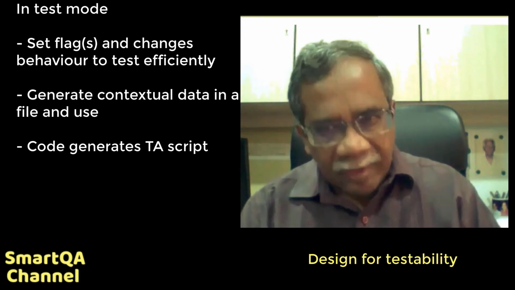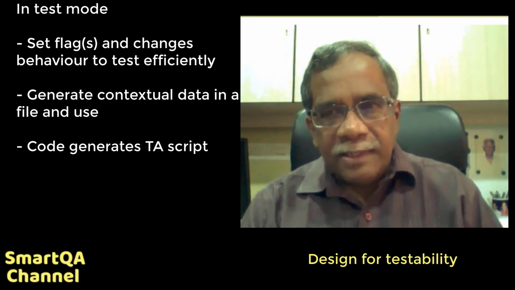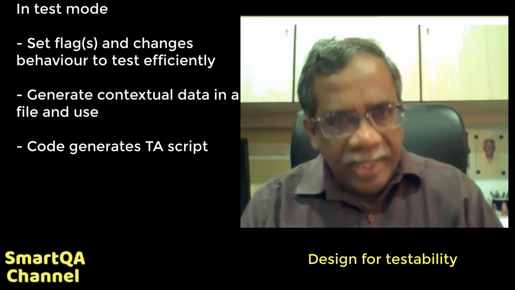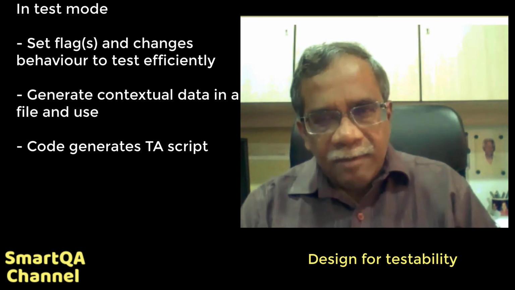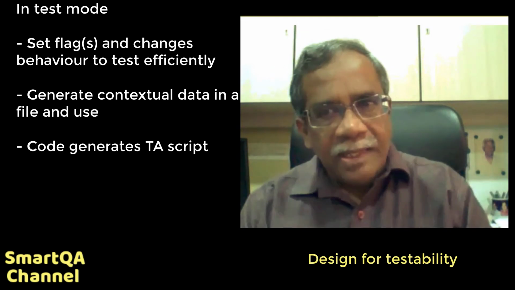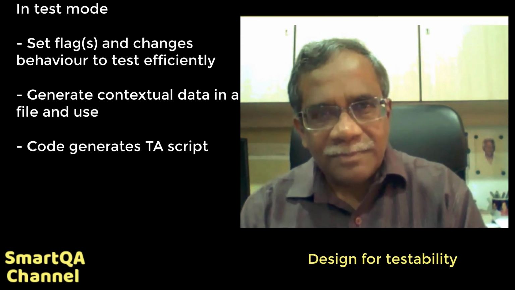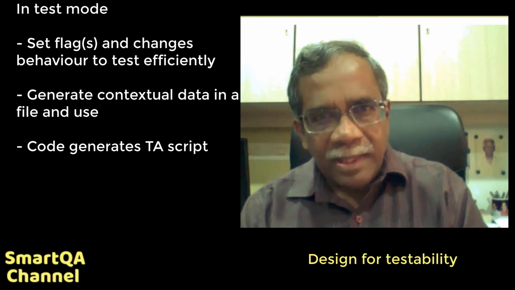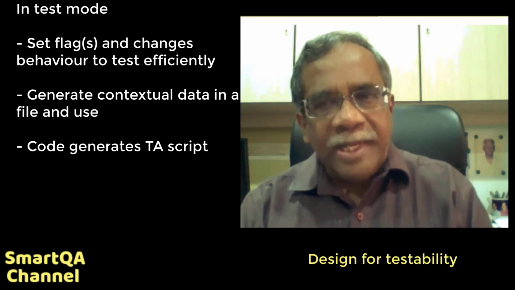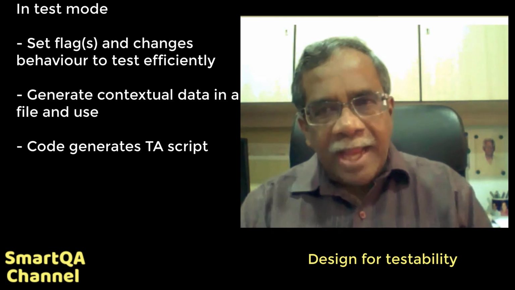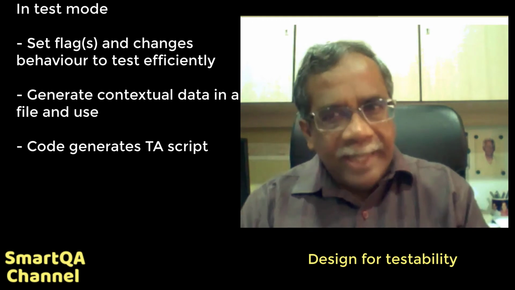And the third thing is, in a small percentage of cases, when I am running the test, for the subsequent steps, the code itself generates the test automation scripts. So instead of just outputting the data, I output a callable script call into the file. And at the end, I just execute that file.